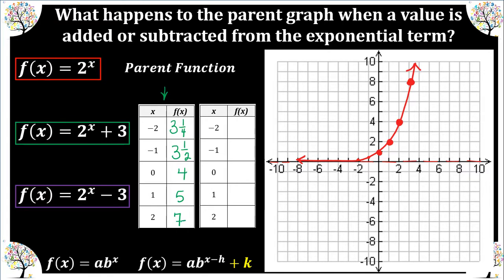And now we can graph these points. I'm going to start with (2, 7), and then we have (1, 5), and then we have (0, 4). So you can see how each of these points are shifting up by 3. And then we have (-1, 3.5), and then we have (-2, 3 and 1/4). Also notice that the asymptote has also shifted up 3 units.